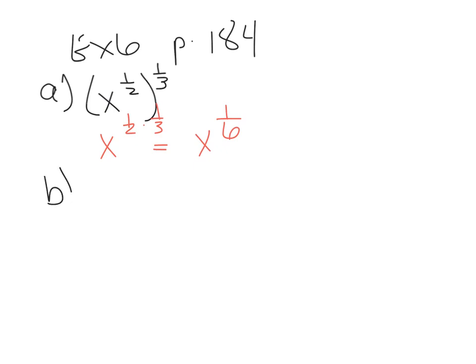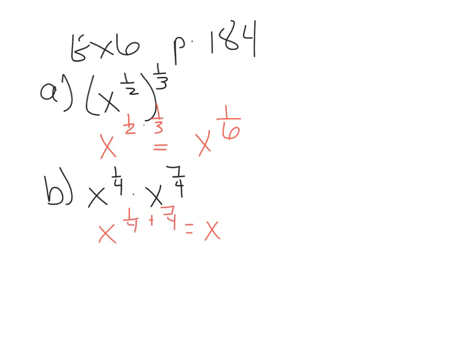Letter B says x to the 1/4 times x to the 7/4. Now this is different from the one above because this is a multiplication between two different terms. This is one term with a power raised to a power. So when you multiply the same variable, you add the exponents. So this is going to turn out to be x to the 1/4 plus 7/4. And of course, when you add these exponents, you only add the numerators. The denominator stays the same.